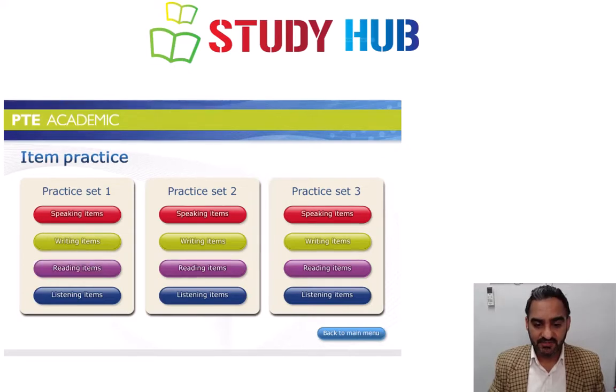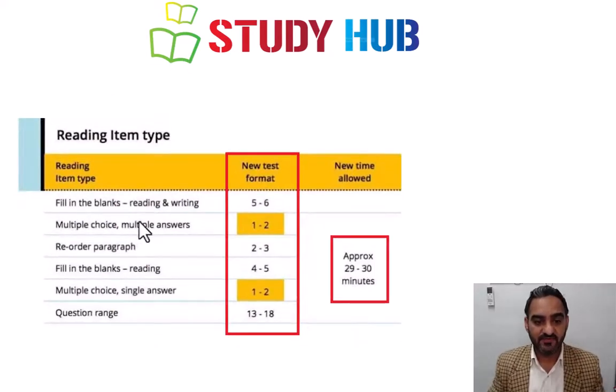Then we go to reading. So this is our reading module. There are 5 types of questions in reading, and you will get approximately 29 to 30 minutes. So fill in the blanks, reading and writing, we also call them drop down blanks. There will be 5 to 6 questions. This question contributes score to reading and writing.